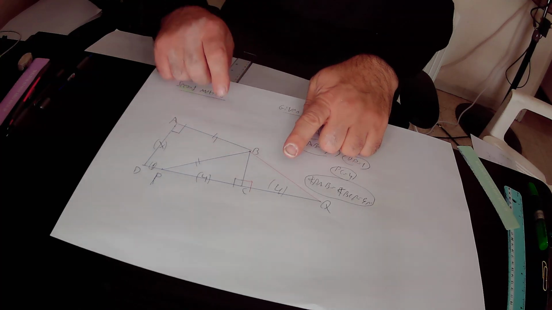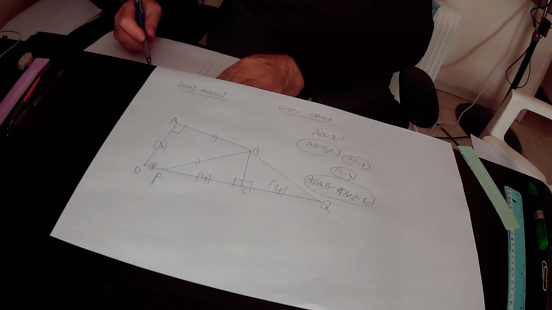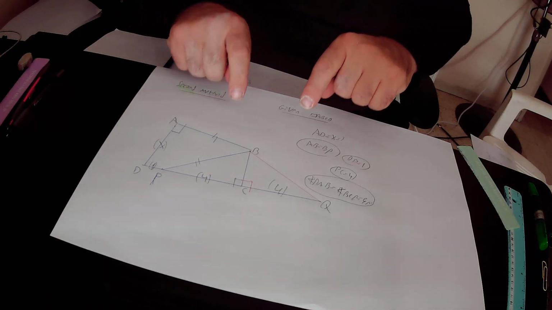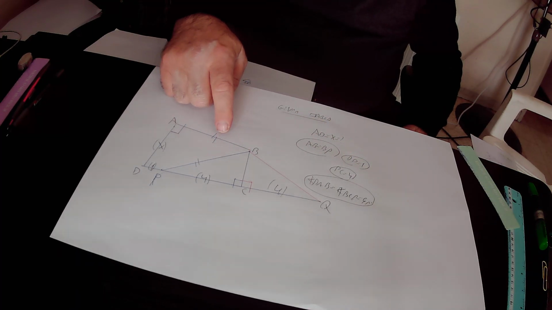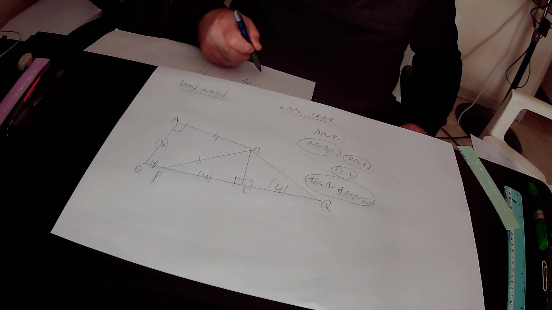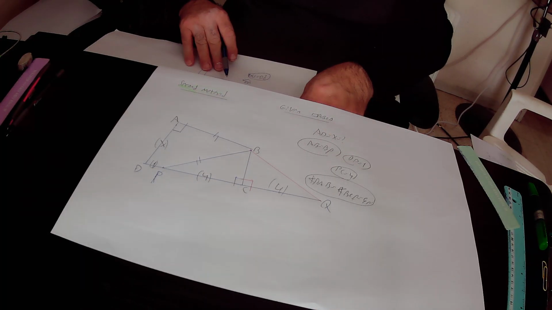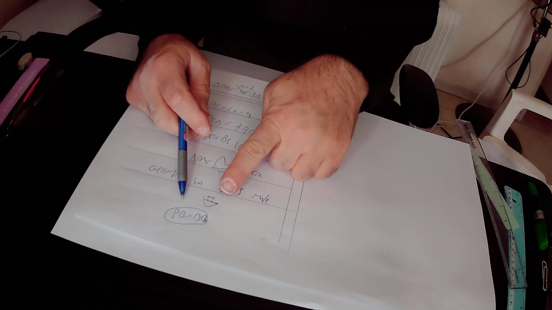And from the fact that those two right triangles are congruent, we will derive that the hypotenuses of those two right triangles must also be equal to each other in length. That is to say, PB equals BQ.